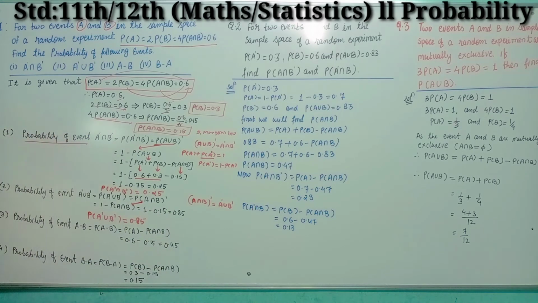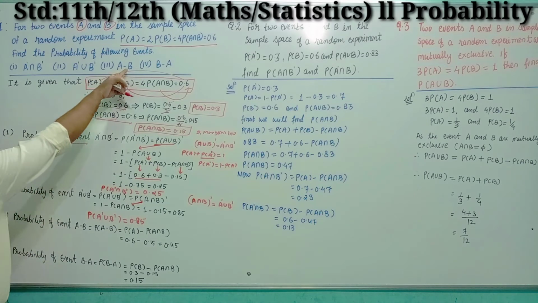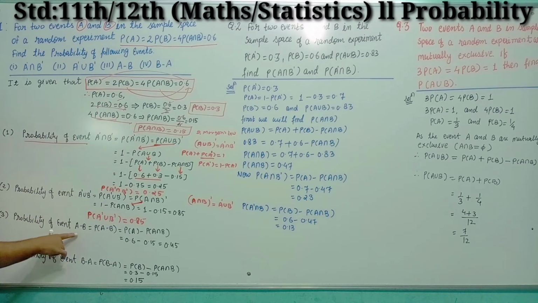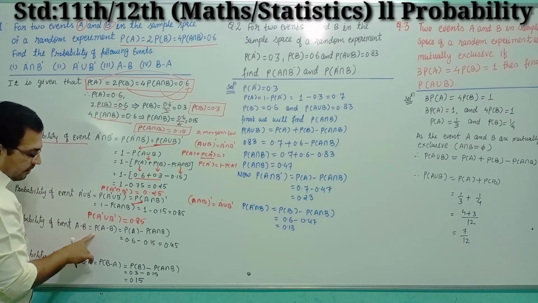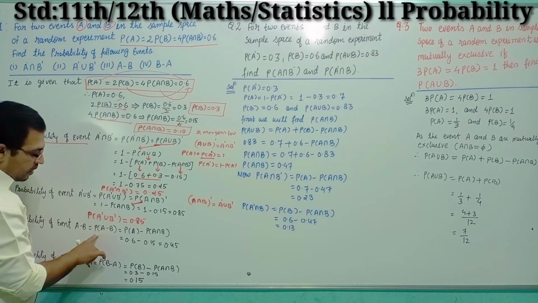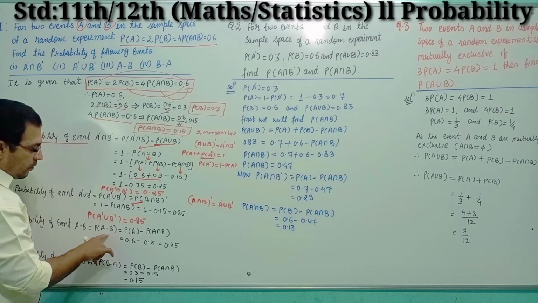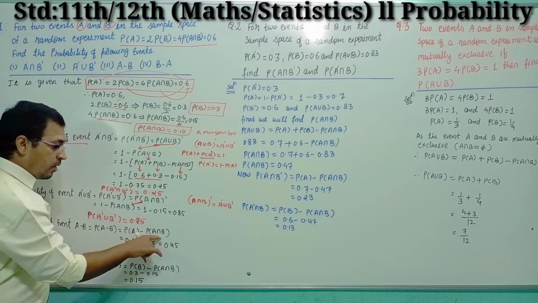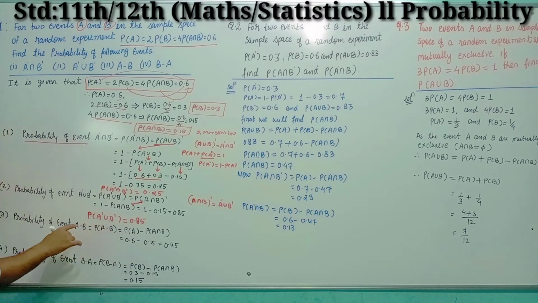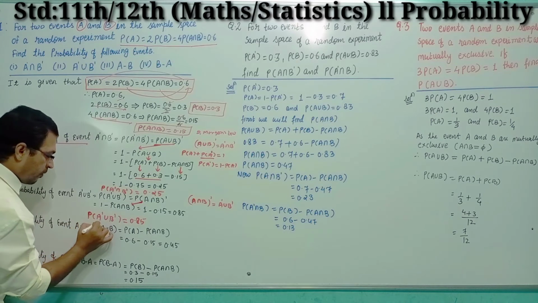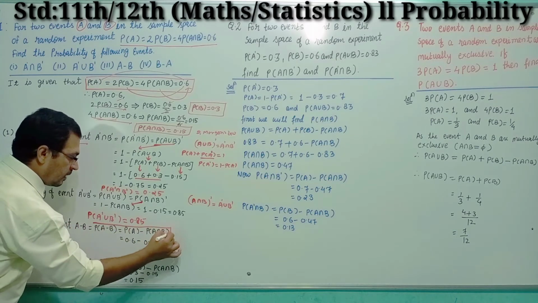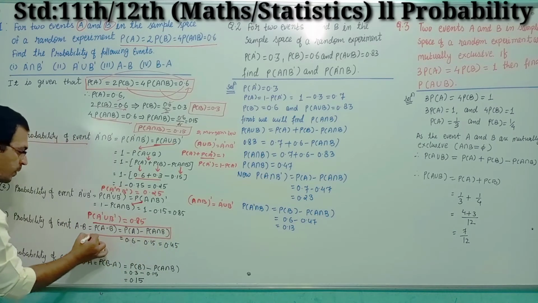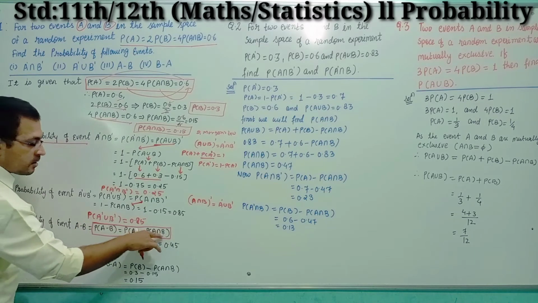0.85. Okay, now probability of events A minus B, in short you can write P of A minus B. So P of A minus B can be written as P of A minus P of A intersection B. Students, you will have to learn these things. P of A minus B is equal to P of A minus P of A intersection B.